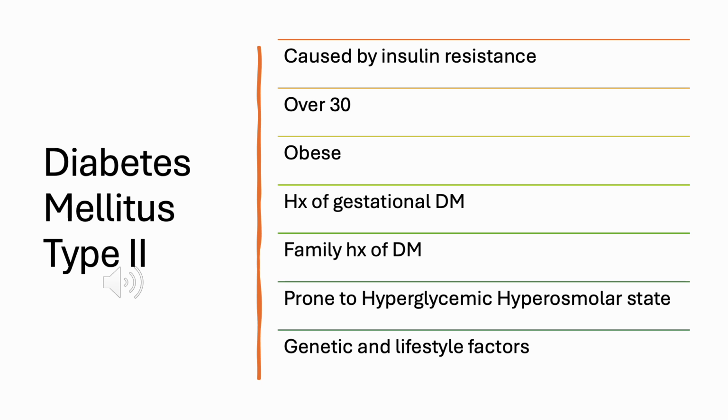It usually occurs in people over 30 who are obese, who have metabolic syndrome, and I'll talk about metabolic syndrome pretty soon. Also, people that will be at risk for diabetes type 2 include people that had diabetes when they were pregnant. Also, people with a family history of diabetes. They're going to be more prone to hyperglycemic, hyperosmolar state, which we call HHS. And it's usually also caused by genetic and lifestyle factors. So the cornerstone of diabetes mellitus type 2 is going to be diet and exercise.